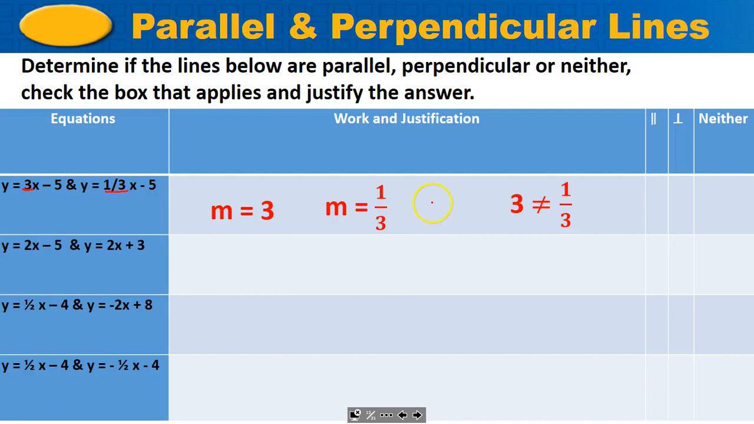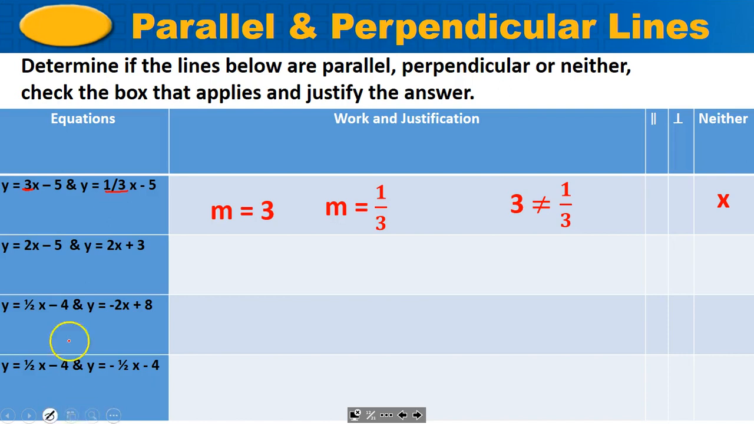Those are obviously not equal, so we know that they're not parallel, but they also don't have different signs. They are reciprocals of one another, but they don't have different signs. So the answer to this one is neither. Okay, so what I'd like you guys to do is work through the next 3 of these and then come back to me when you're done, and let's check your answers.